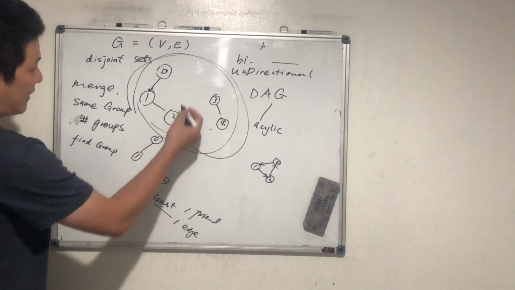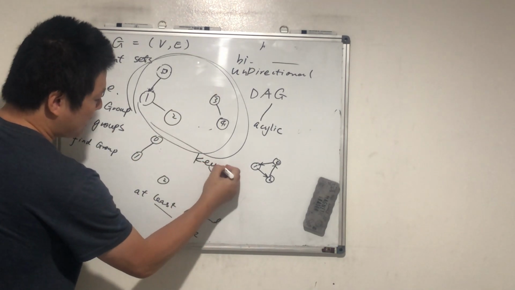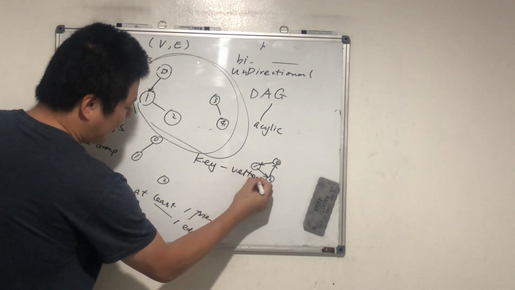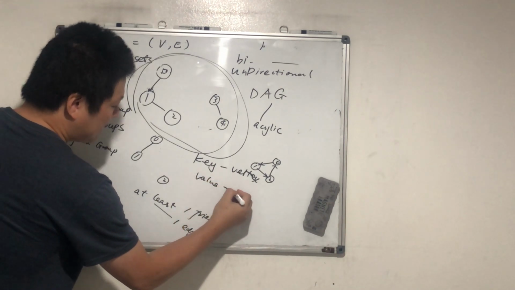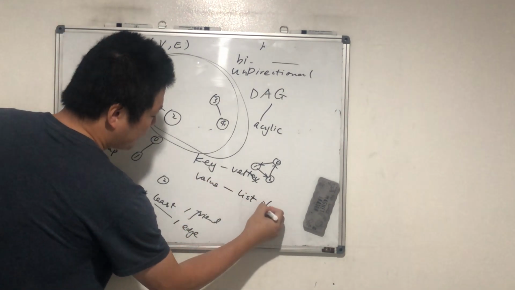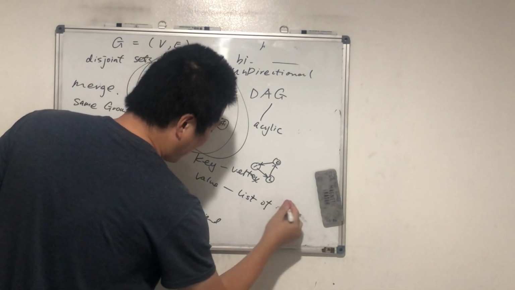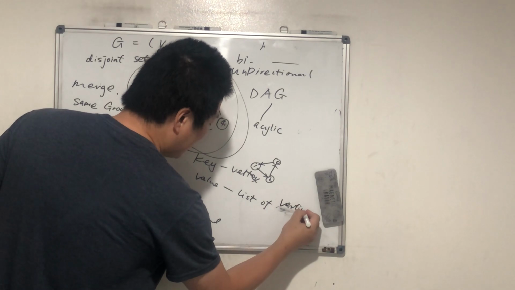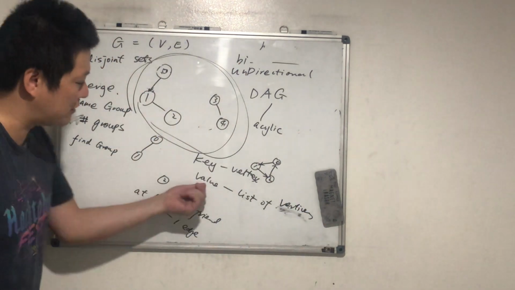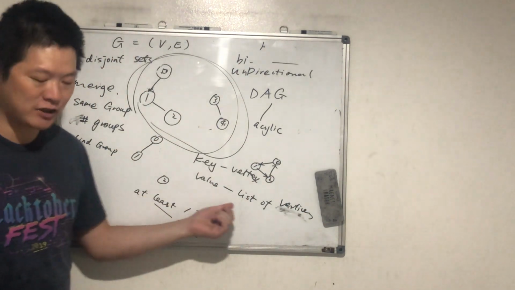To store these, remember the key is the vertex, and the value is a list of edges it points to, a list of vertices it is connected to. So if we preprocess these edges into this adjacency linked list, we call it an adjacency linked list.